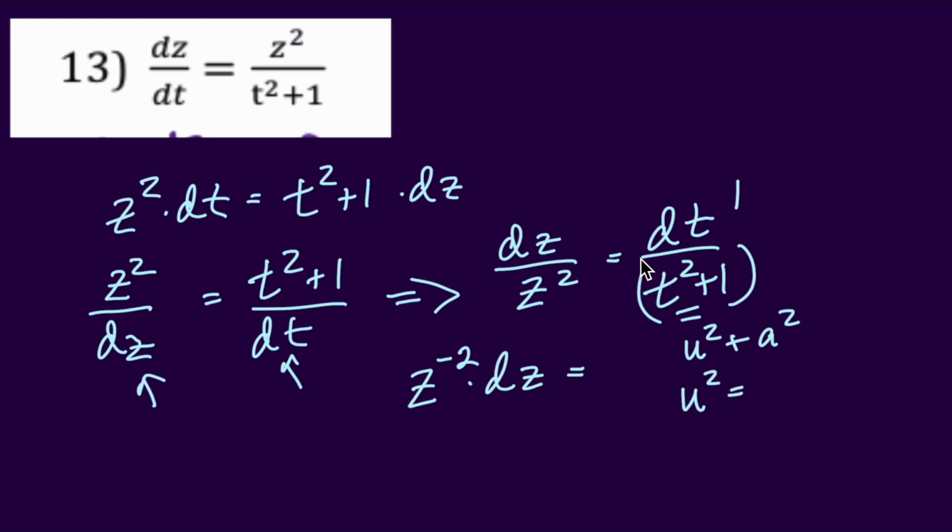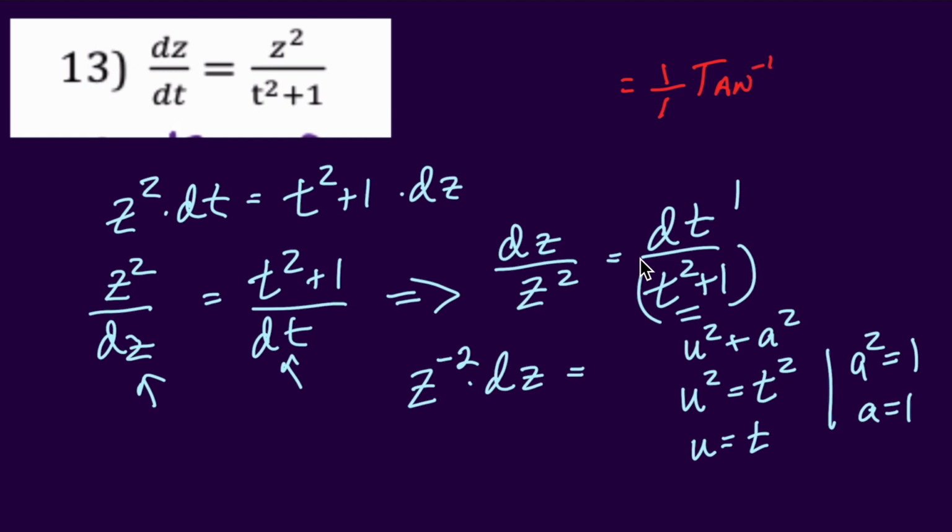So we're going to set u squared equal to t squared. That means u is going to equal t. Then we're going to set a squared equal to 1, and a is going to equal 1. So on the right side, our answer is going to be 1 over the a value, that's just 1 over 1, inverse tangent of u over a. So our u is t, and our a is 1.